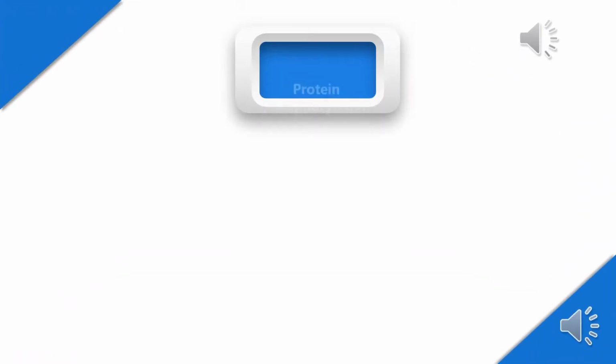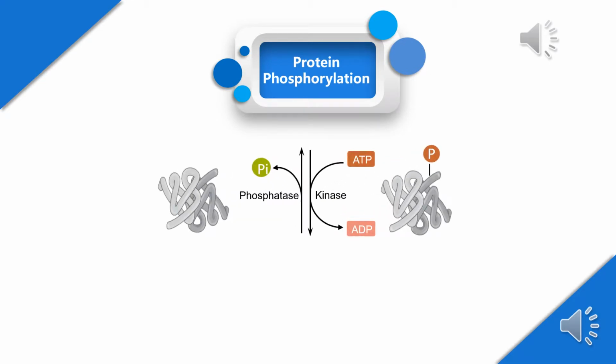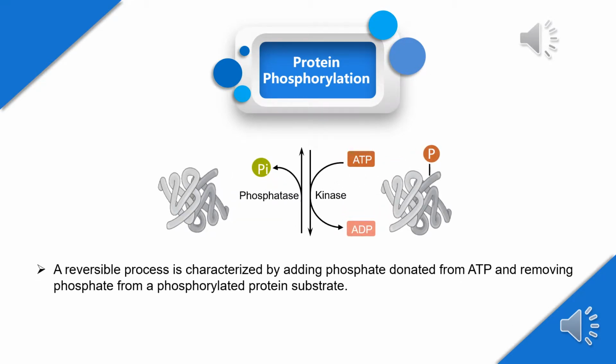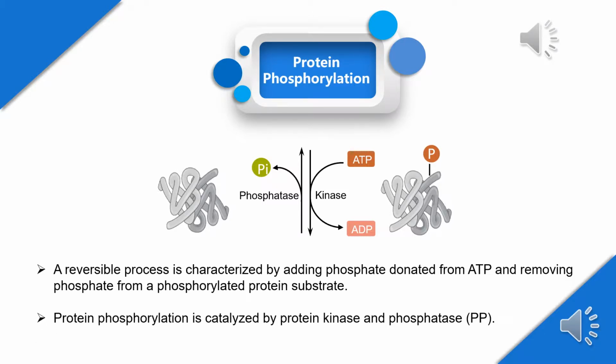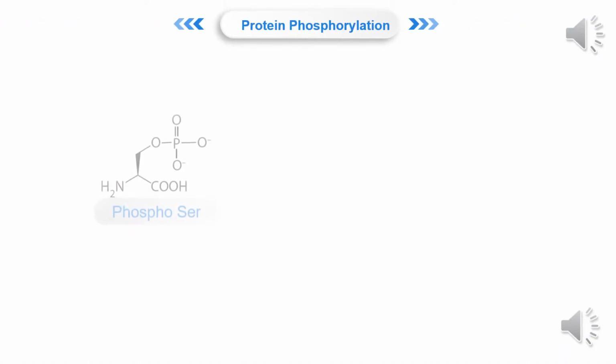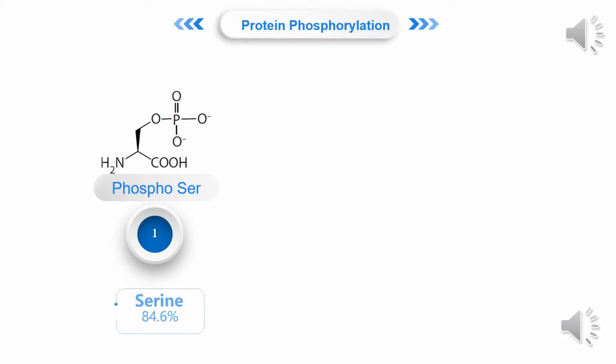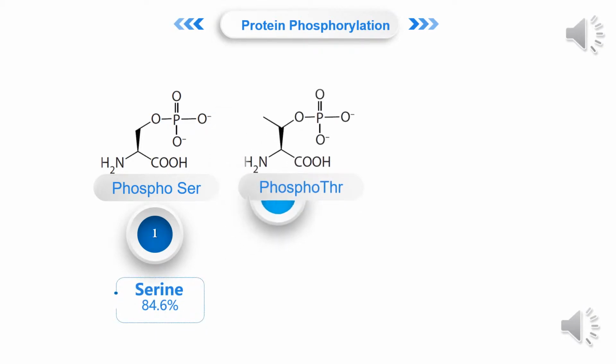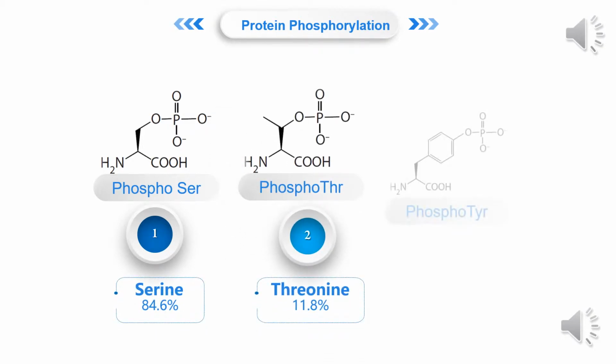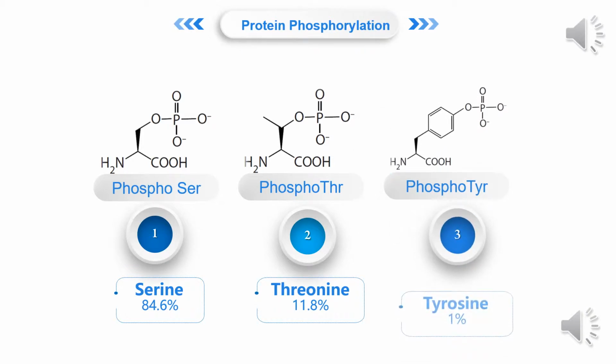Protein phosphorylation, a reversible process, is characterized by adding phosphate donated from ATP and removing phosphate from a phosphorylated protein substrate. The process is catalyzed by protein kinase and phosphatase. In eukaryotic cells, about 86.4% of the protein phosphorylation events occur on serine, while 11.8% occur on threonine, whereas only 1.8% occur on tyrosine residues.